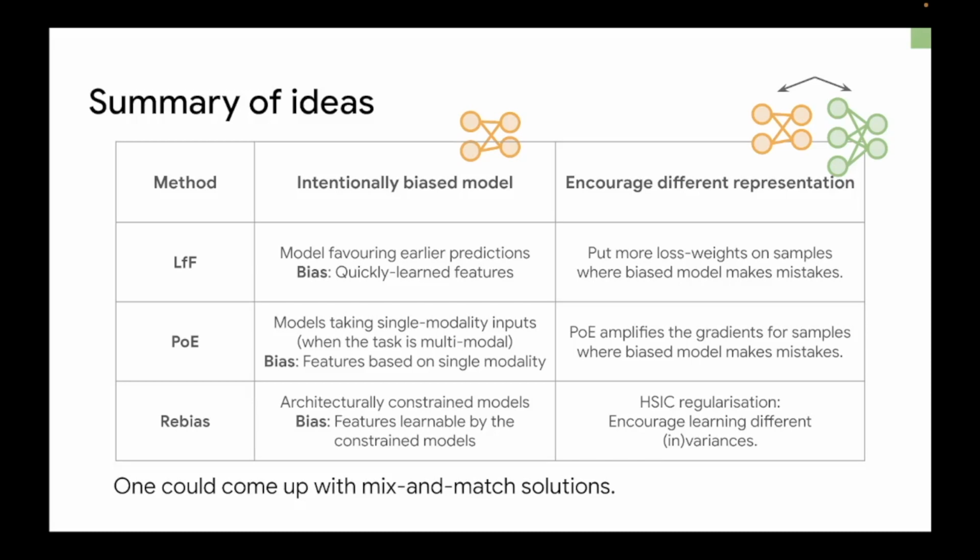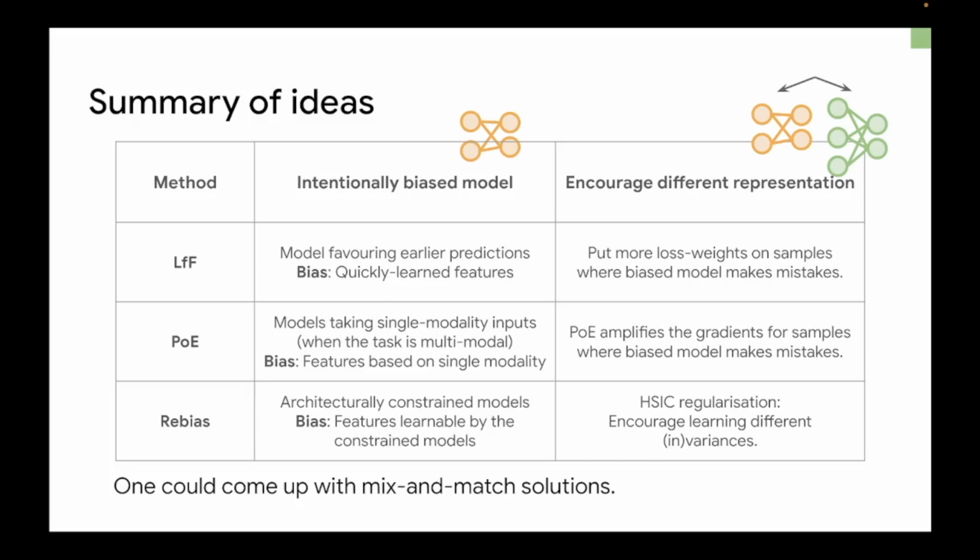And so we train an intentionally biased model only based on a single modality input. Finally, we have architecturally constrained models, to make sure that if you have a complex original model, this model is making use of its full capacity. Okay, so here the bias is the feature that is learnable by only a constrained model.